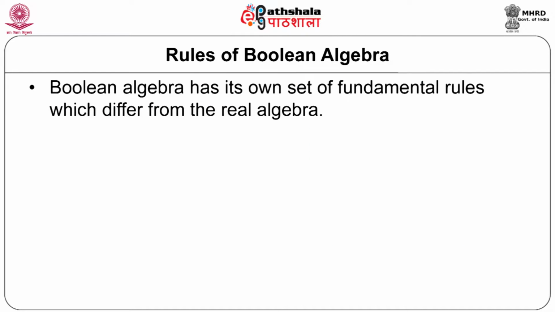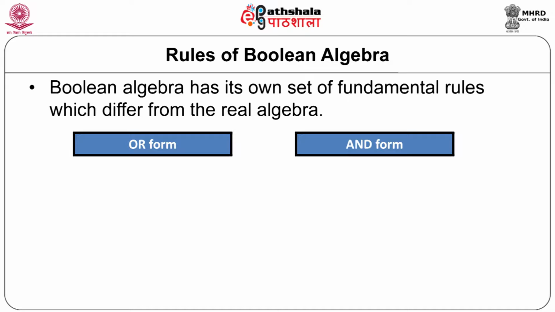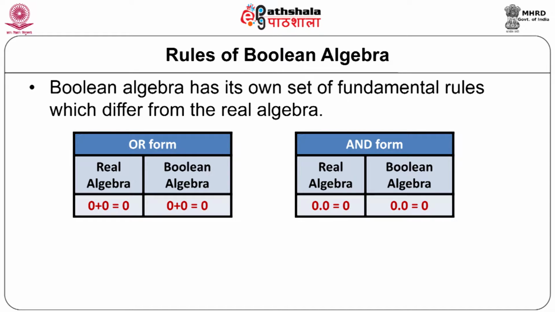Boolean algebra has its own set of fundamental rules which differ from real algebra. Let us now understand simple rules of Boolean algebra and study them in comparison with the real algebra. The Boolean addition is equivalent to OR operation and Boolean multiplication is equivalent to AND operation. 0 ORed with 0 is equal to 0 as well as 0 ANDed with 0 is also 0.